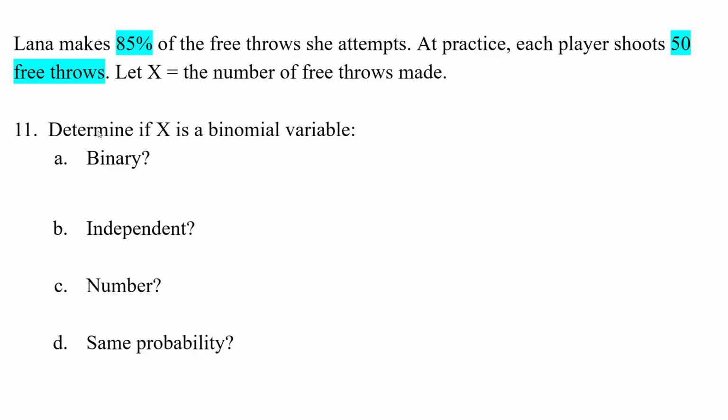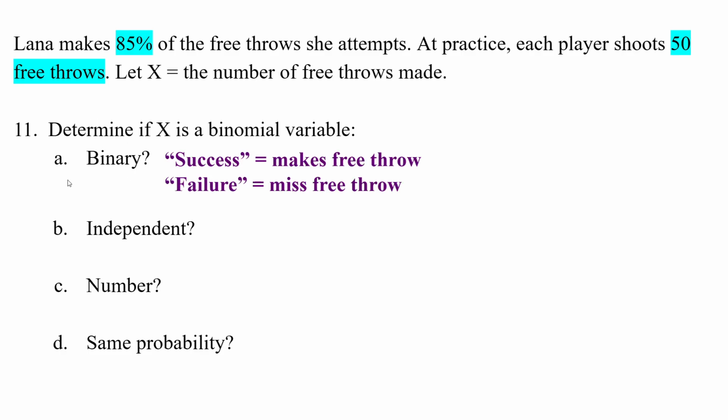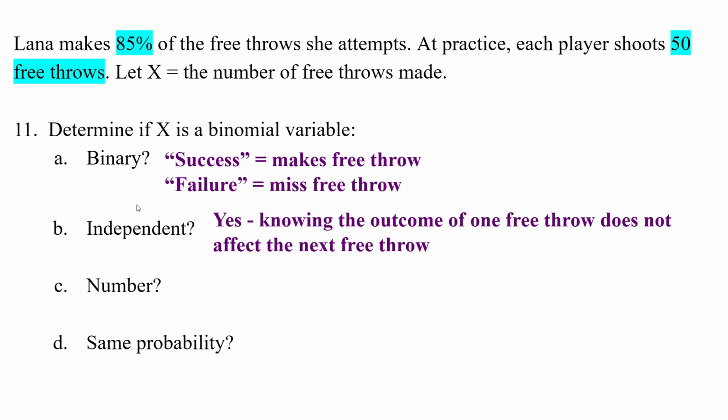All right, so we are going to determine in number 11 if X is a binomial variable. In order for it to be a binomial variable, we have to have all 4 of these work. On the binary part, we have a success as making the free throw, and a failure is missing the free throw. So in binary, all we're doing is defining which is which. Is it independent? Yes, because knowing the outcome of one free throw does not affect the next free throw. If you make the first one, that doesn't mean that you're going to make the second one, and vice versa. Just because you missed the first one doesn't mean you're going to miss the next one. Each shot is its own independent situation.